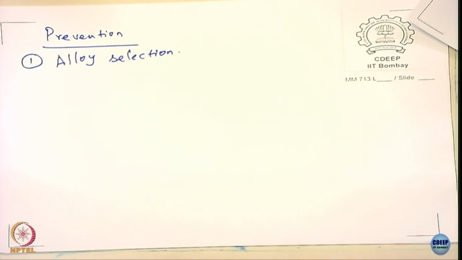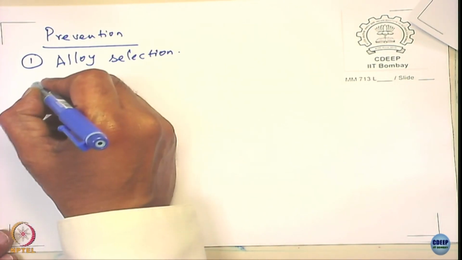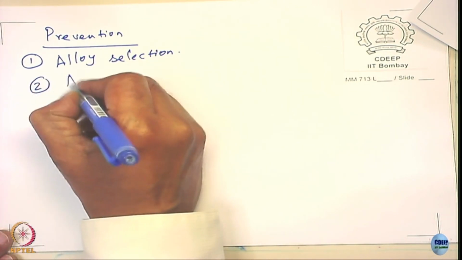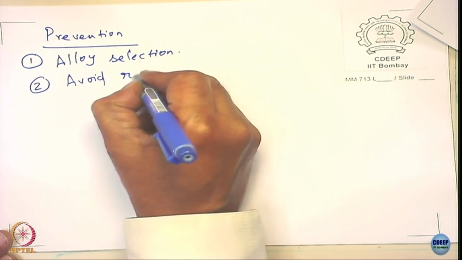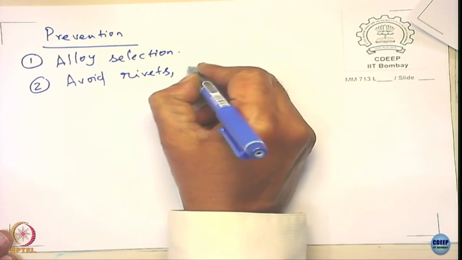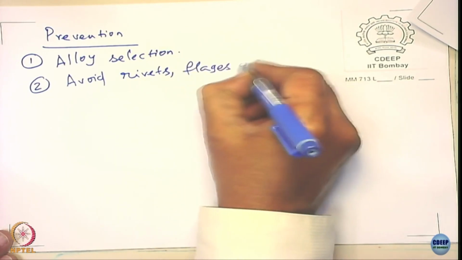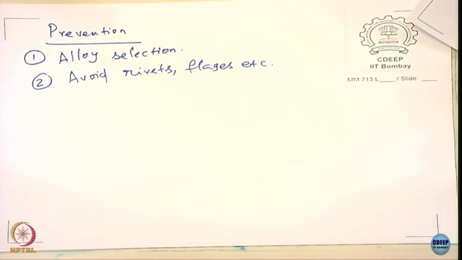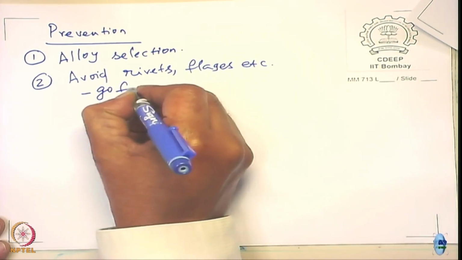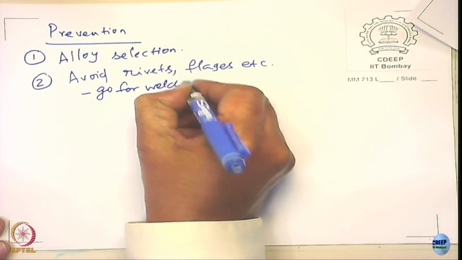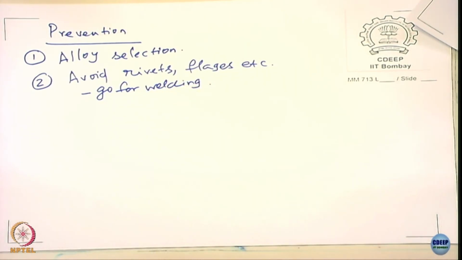If you can change the engineering design, you can avoid joints such as rivets, flanges, etc. They form crevices. If that is not possible, then what do you need to do? Go for welding if the design permits. This is the crevice former, right?